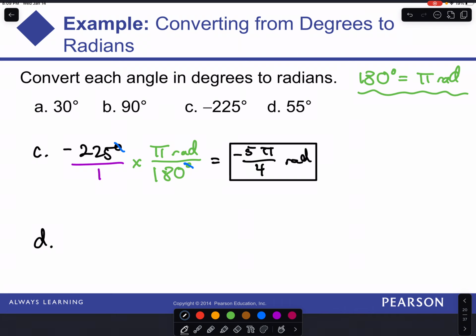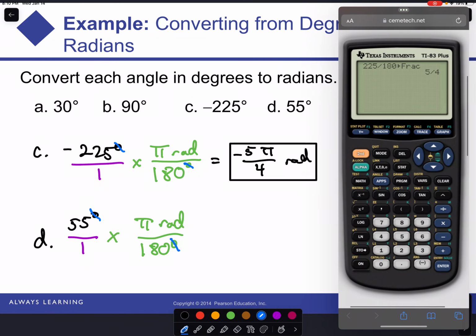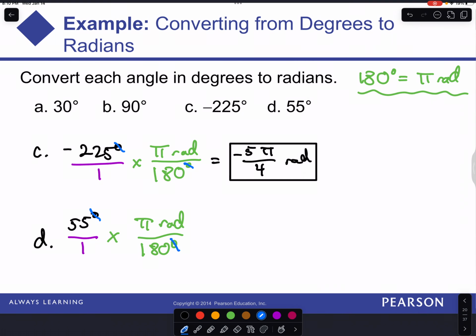And then 55 degrees over 1. Again, because degrees are on top, when we do our conversion, degrees need to be on bottom. This cancels that. 55 over 180. I'll just put it as 11 over 36.